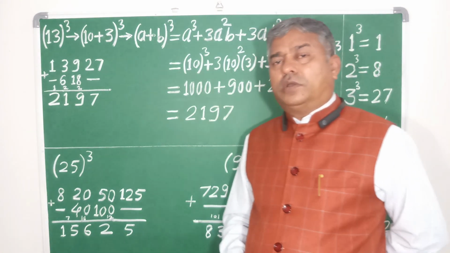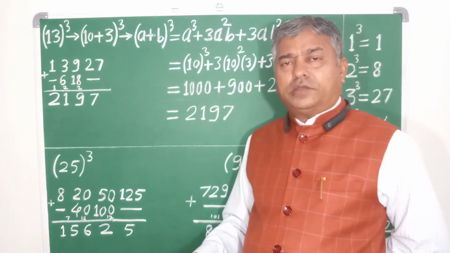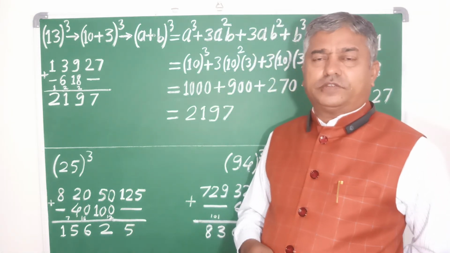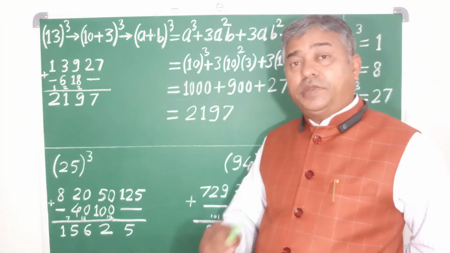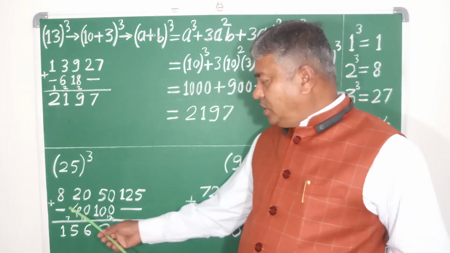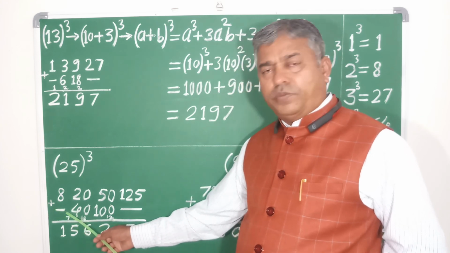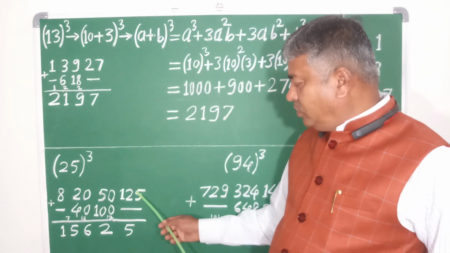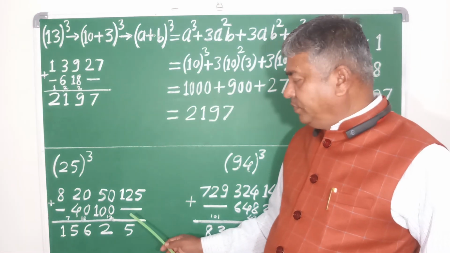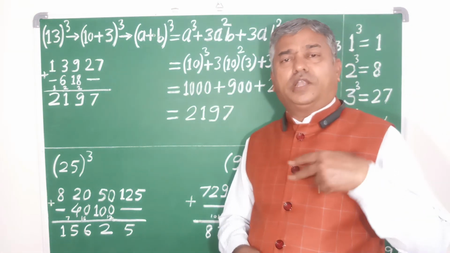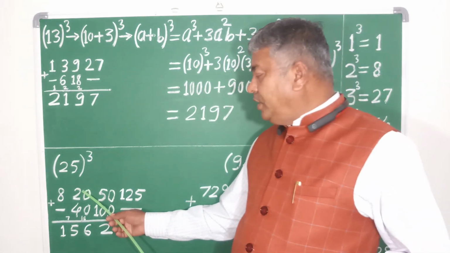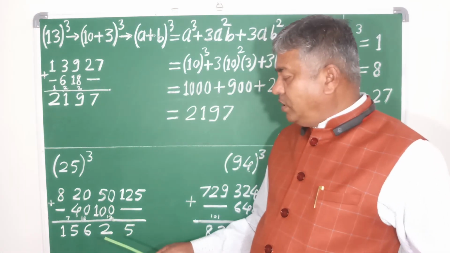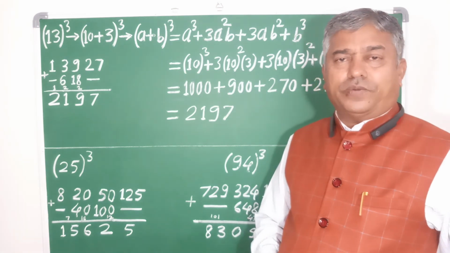Now, leaving blank the first group and the last group, that is the cubes, we have to double the middle two groups. Here we are not putting any digits below the 8, that is the first, and below the 125, that is the last group. But the middle groups both should be doubled, that is 20's double is 40 and 50's double is 100. Okay, let us add all these now.